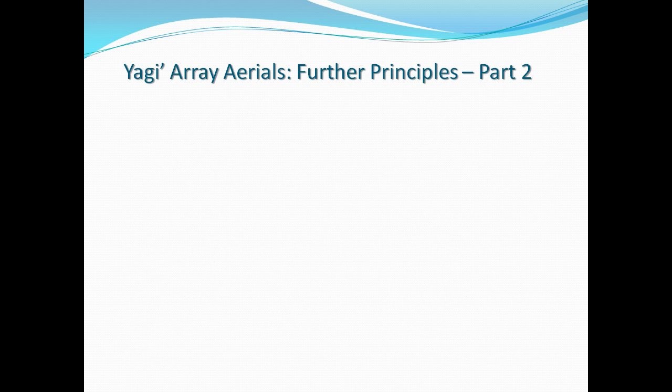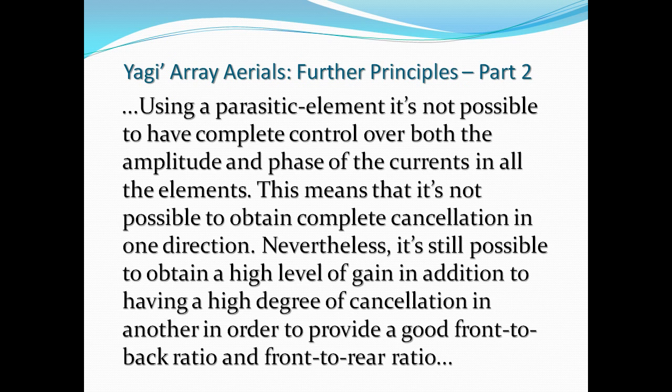Yagi array aerials, further principles, part 2. Using a parasitic element, it's not possible to have complete control over both the amplitude and phase of the currents in all the elements. This means that it's not possible to obtain complete cancellation in one direction. Nevertheless, it's still possible to obtain a high level of gain in addition to having a high degree of cancellation in another, in order to provide a good front-to-back ratio.